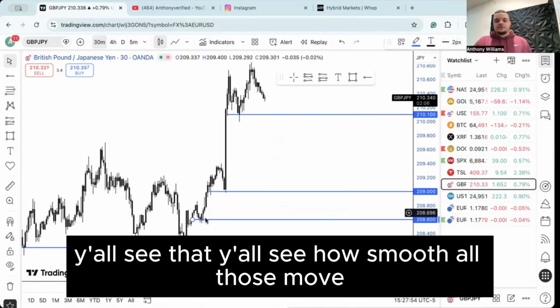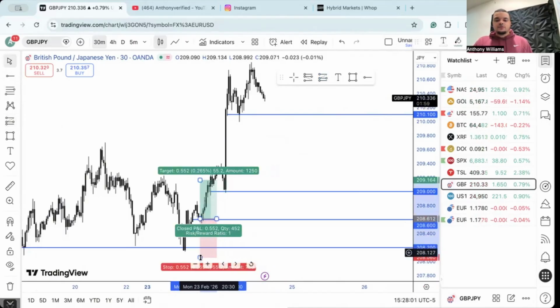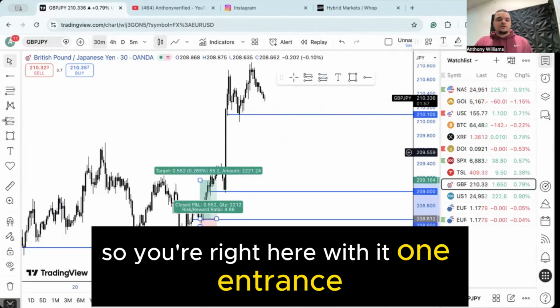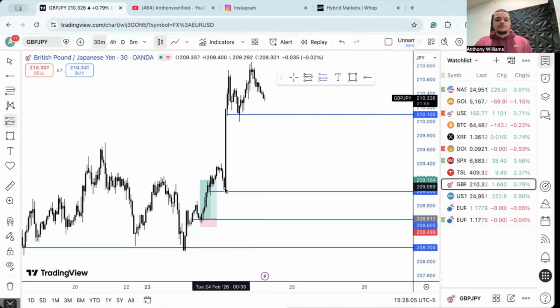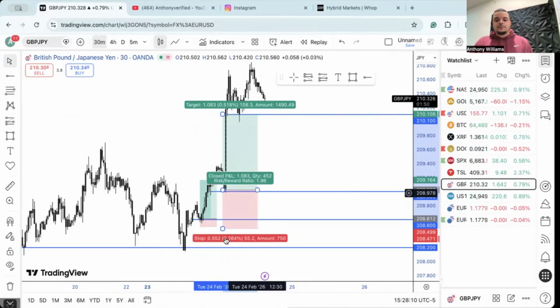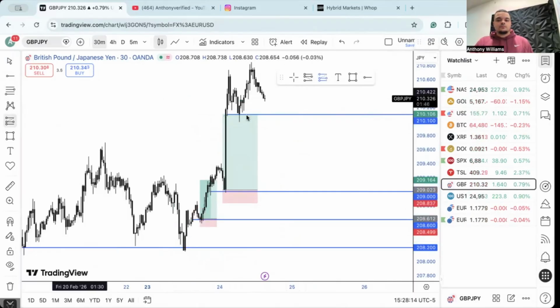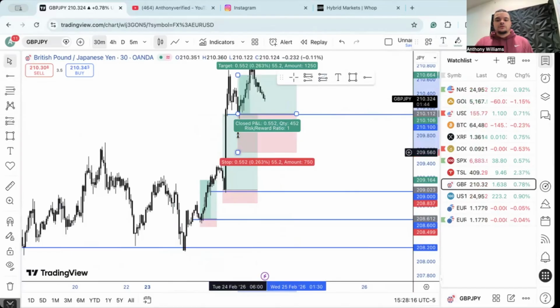Y'all see that? Y'all see how smooth all those moves? And you already knew we were in buys. So you're right here with it. One entrance, two entrance, third entrance.